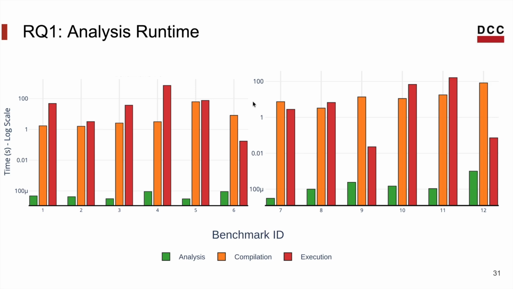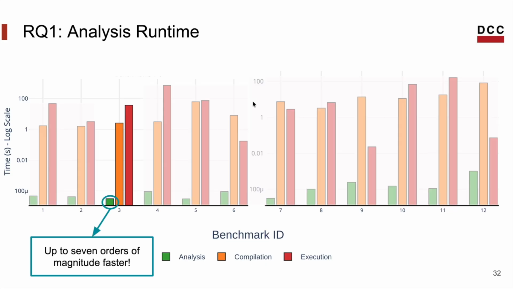These are the results. As you can see, the analysis in green is always faster than compiling and executing the computational graph. In some cases, the analysis can be up to 7 orders of magnitude faster than executing the computational graph. And the reason behind this stems from two facts.